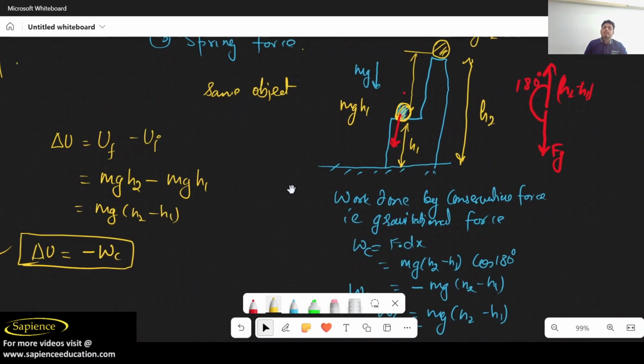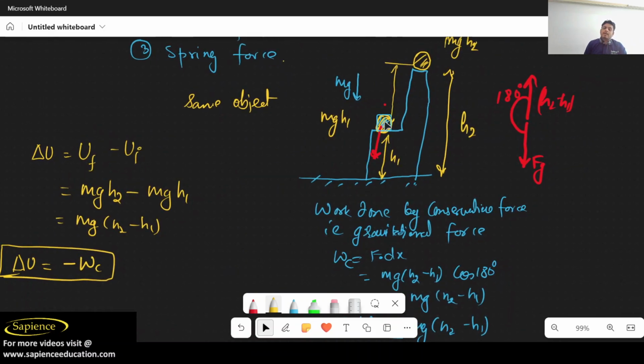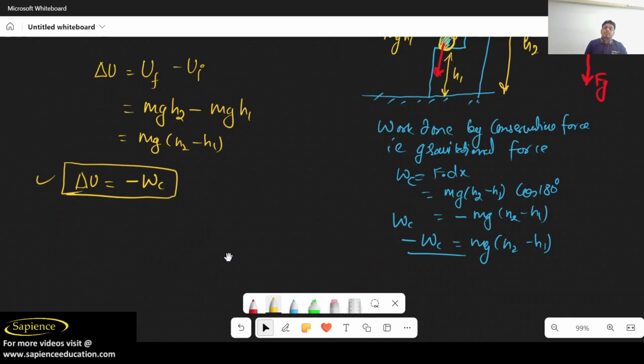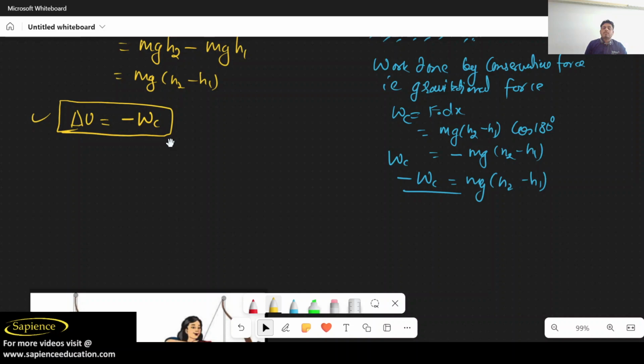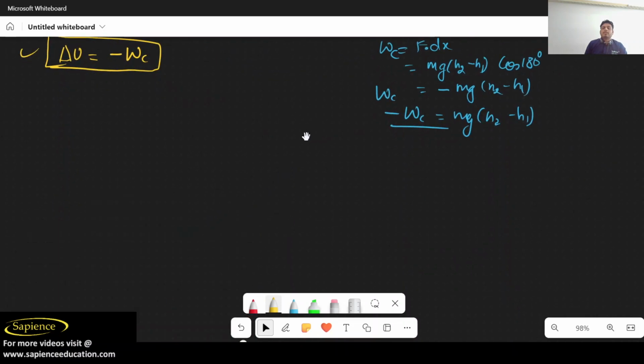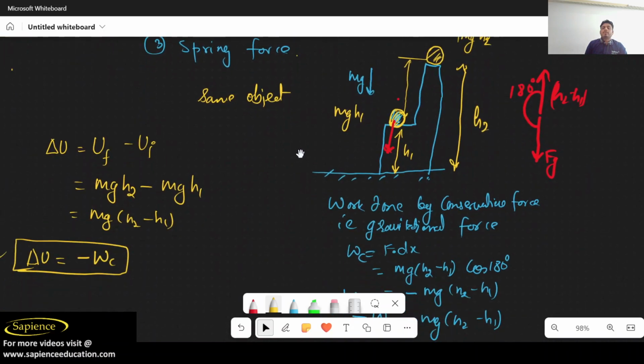Actually, if you want physical significance here, whatever gravitational force is doing work, and whatever work we are doing on this object, it is being stored in the form of potential energy. Okay. For example, here an object is having a mass m, and it is being displaced by a distance of h2 minus h1. So we have to do work against the gravity, and that work has been stored in the form of potential energy. Okay. So change in potential energy is equal to work done by the conservative force. Very important. You should remember every time, work done by the conservative force only. We are talking about work done by conservative force only. I hope you all have understood this.